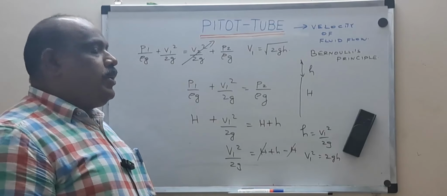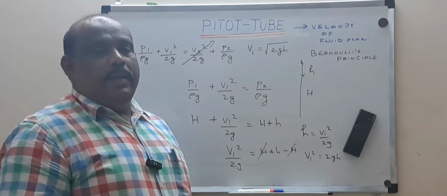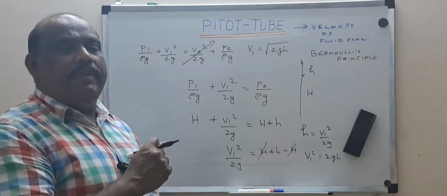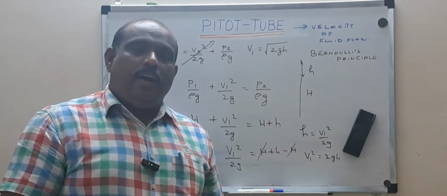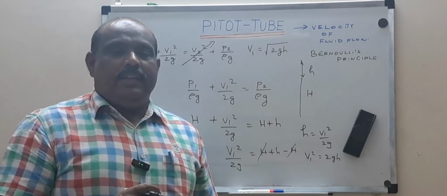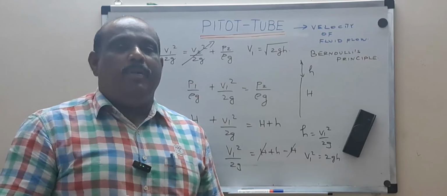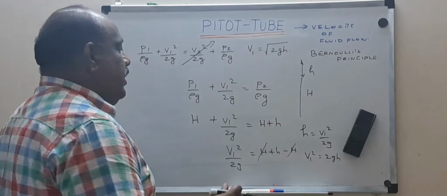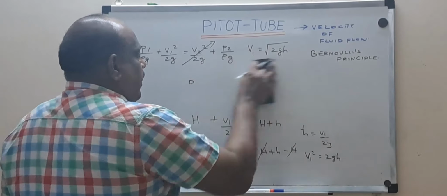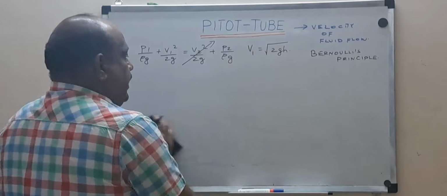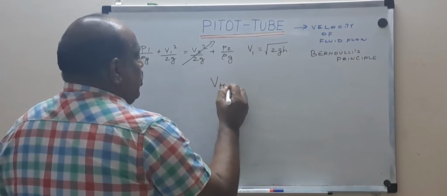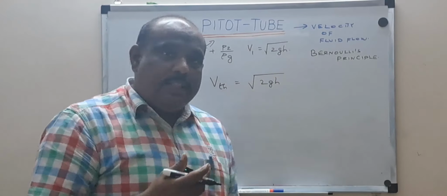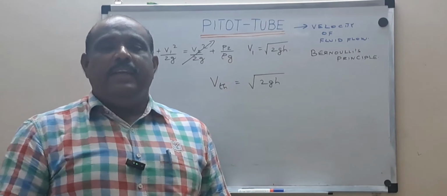So if I measure with the help of the manometer, then I'll get the value of this velocity. Is this velocity actual or theoretical? Yes, you are right. It has been arrived from the theoretical formula, and hence it's called V theoretical. V theoretical is equal to square root of 2gh. But will the actual velocity be less than this or not? Yes, definitely the actual velocity will be less than this.